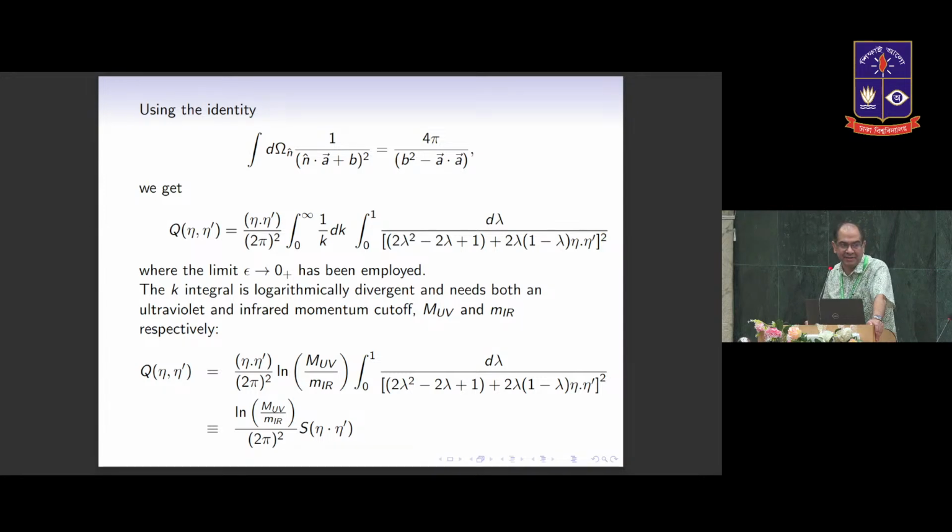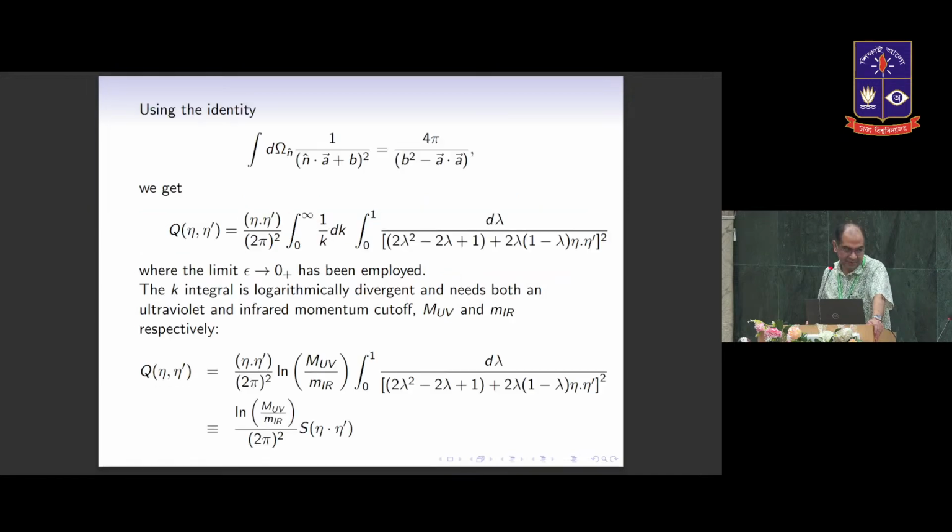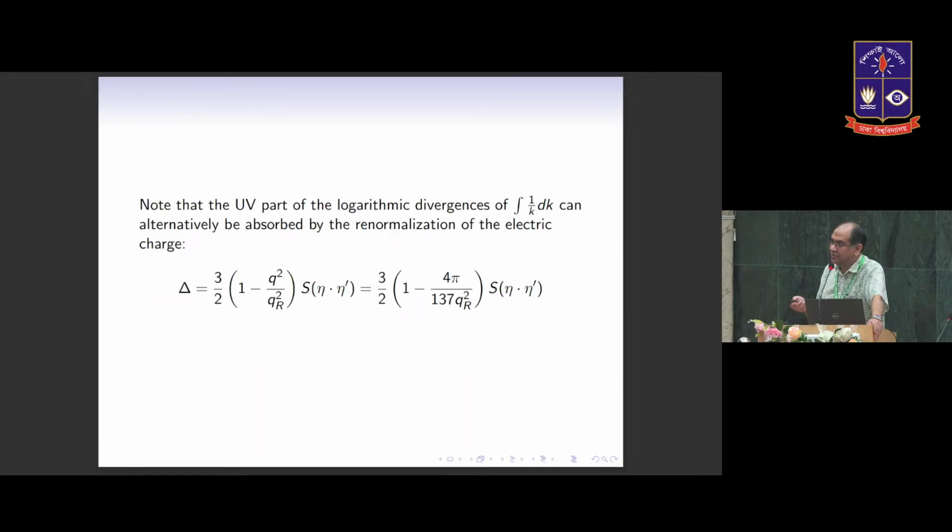So to make some sense of it, we put an ultraviolet cutoff and an infrared cutoff. Both of them are actually necessary. And you have this integral that actually depends on this product eta dot eta prime. Remember, for the Landau-Yang theorem, you need eta and eta prime to be the same, and it's a space-like vector. So when you plot the whole amplitude, I will skip this. This is interesting, how to actually get around that logarithm.